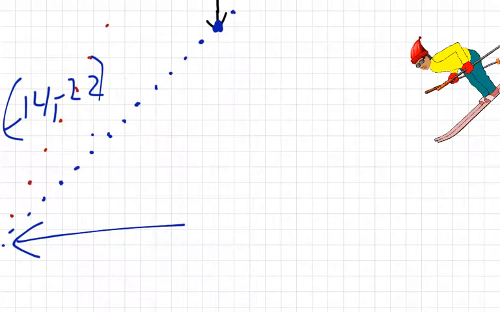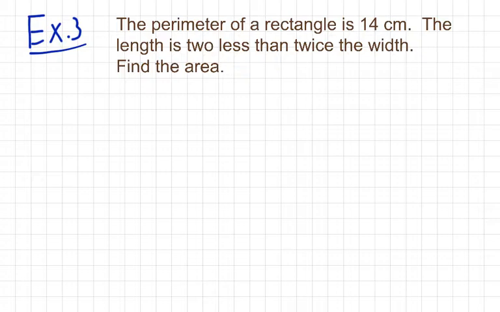Alright, let's hit up one more question before we leave today. And this one's going to be another application. So example 3. Alright, copy down example 3. The perimeter of a rectangle is 14 centimeters. The length is 2 less than twice the width. Find the area.